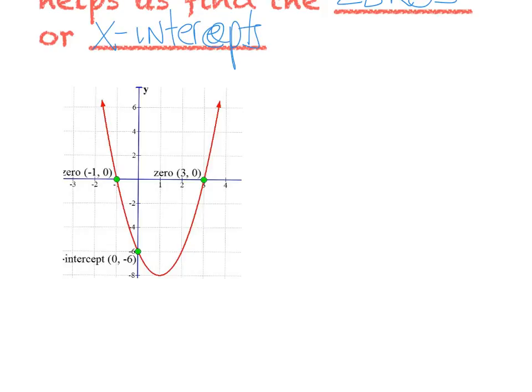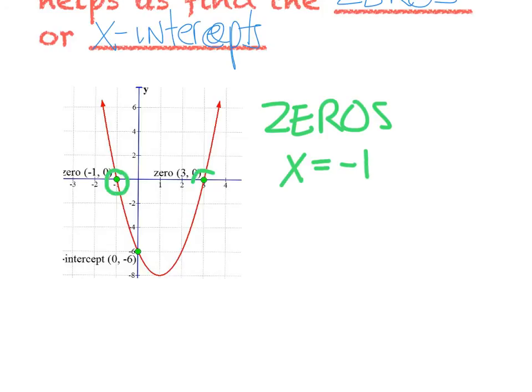So here is one nice looking parabola. Let's identify the zeros. So in your notebook, let's go zeros, and let's say what x equals. X equals at this 0, -1, and x equals at this 0, 3. Now here's what you can do. Since you know the zeros, you can actually write the equation of this parabola.